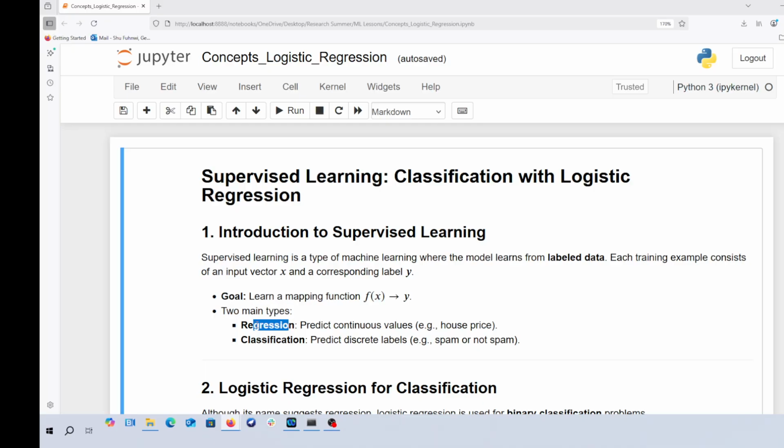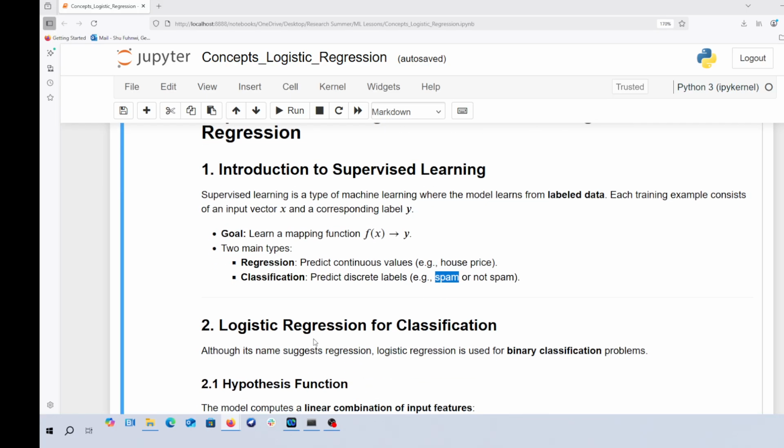We have regression, which we have seen a base example of with linear regression, and then today we are going to be looking at classification, where we are predicting discrete labels. Since we are starting with logistic regression, these discrete labels will be what we call a binary class problem. A good example is predicting whether an email is spam or not, or predicting whether a particular message is spam or non-spam.